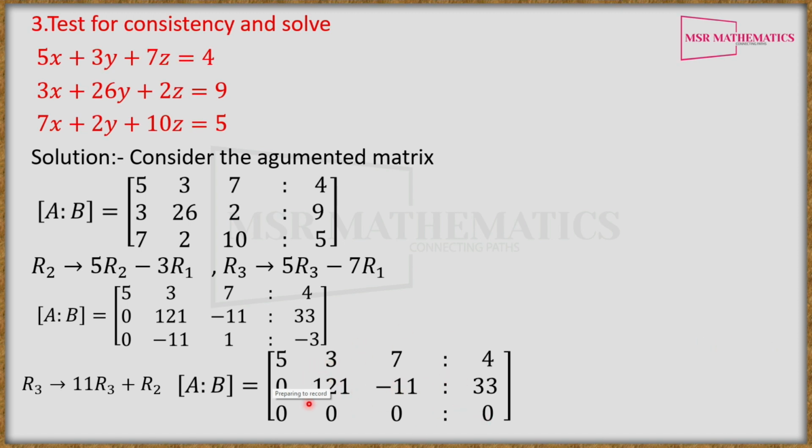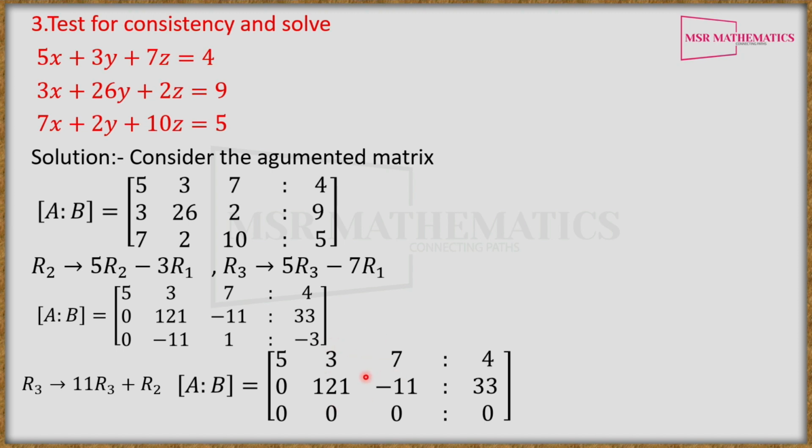Here observing this, first row is same, second row is also same. Here 0 minus 0 is 0. Here we have minus 11. So 11 into minus 11 is minus 121 plus 121 is 0. Here we have 1. 11 into 1 is 11, minus 11, we get a value of 0. Here we have minus 3. Minus 3 into 11 is minus 33 plus 33, we get a value of 0. So observing this matrix, we have reduced this to an echelon form matrix.